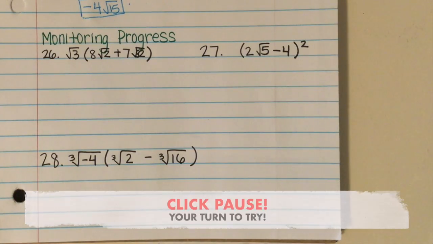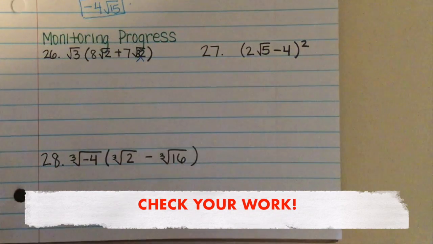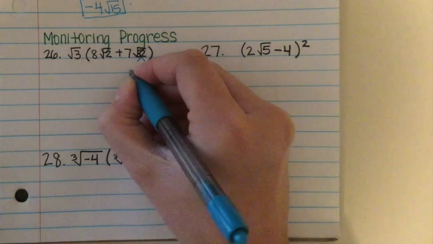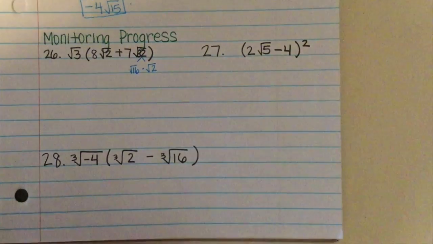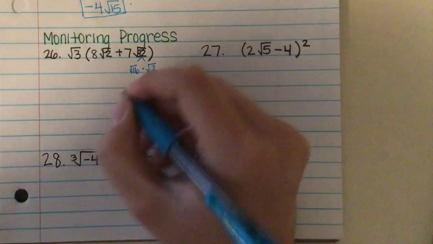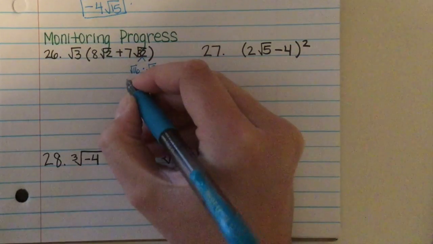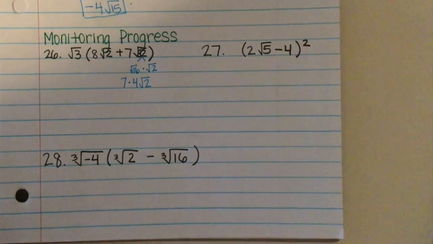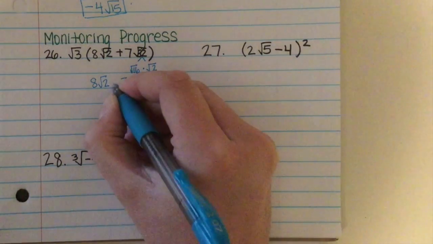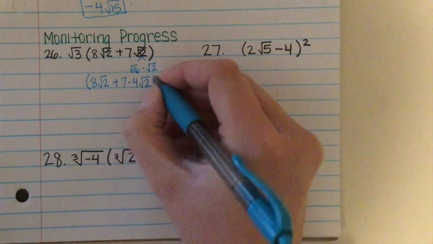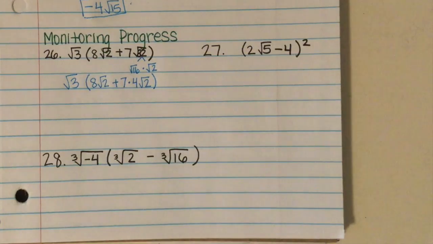So in number 26, I'm going to show method number 1. And I'm going to simplify first. So the square root of 32 is equal to the square root of 16 times the square root of 2. So this simplifies to 4 square root 2. I can't forget about the 7 that's out front, so that's going to be multiplied. 8 square root of 2 stays here, and then I'm adding. So this is my new expression in the parentheses, all to be multiplied by the square root of 3.